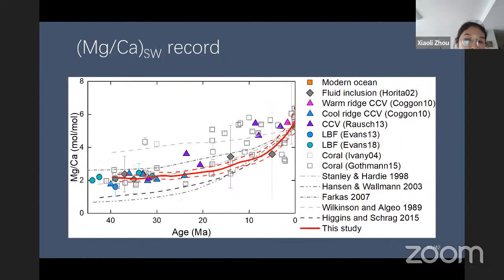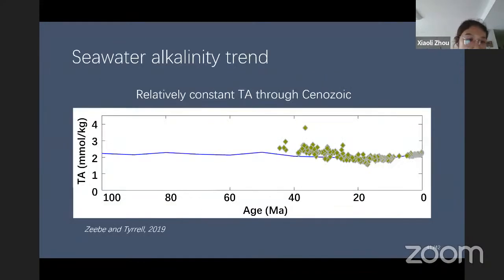It should have increased the magnesium. And this is using the magnesium record from the fluid inclusion and combined with our new calcium record, we computed the magnesium-calcium ratio in seawater, which is marked here as the red curve. So generally it is consistent with other records from calcium carbonate veins, large benthic foram and corals, and also many models. What about alkalinity? How does alkalinity change?